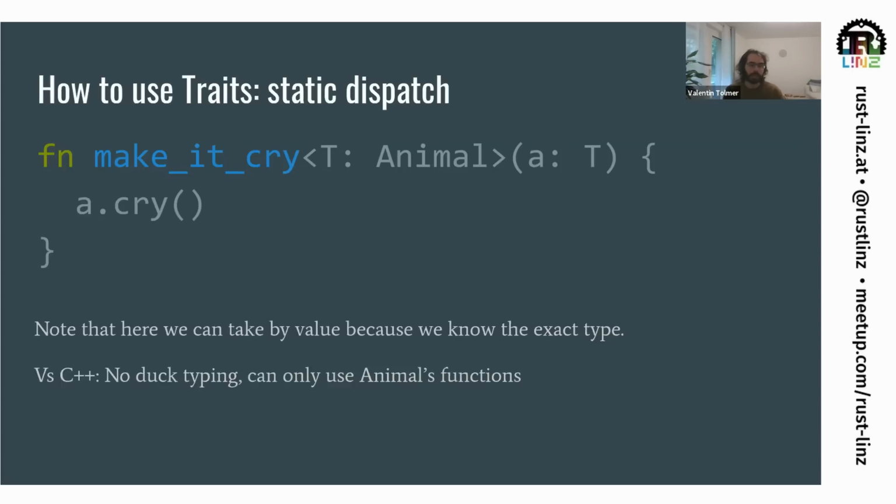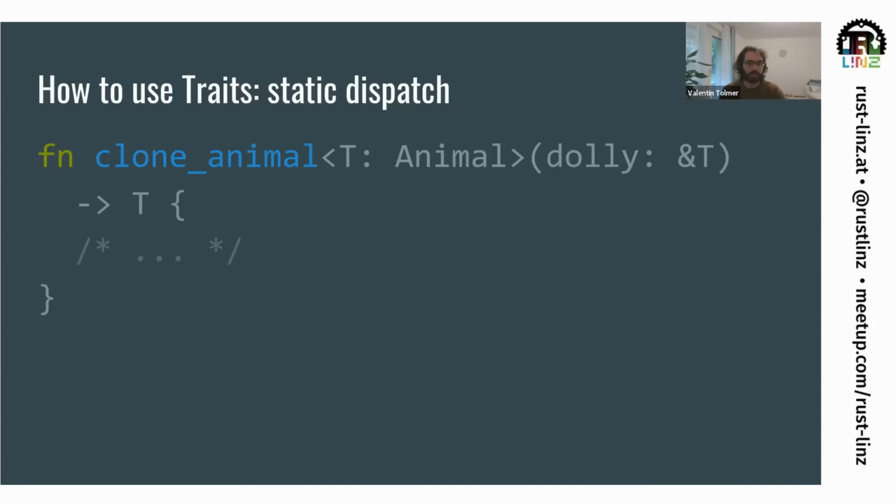And yeah, in C++, you can do duck typing and use pretty much anything. So if we want to return an animal, well, it's the same. If we want to, we can return by value, it's okay because we know the type of the animal is the T. So you can return by value.